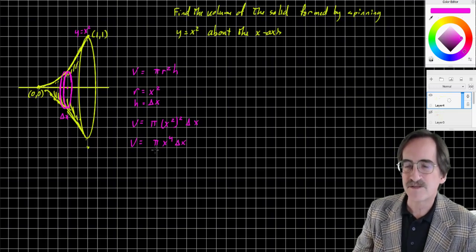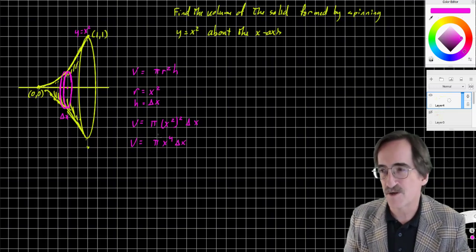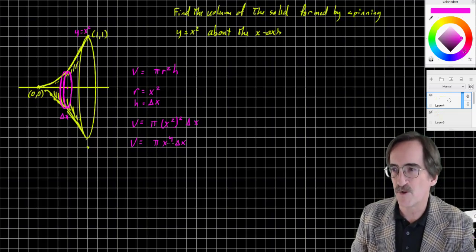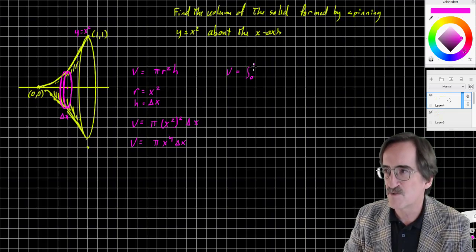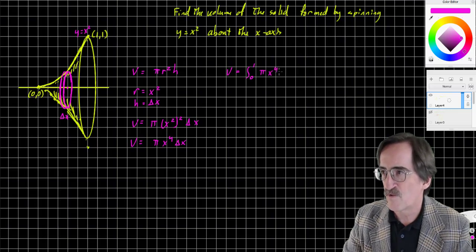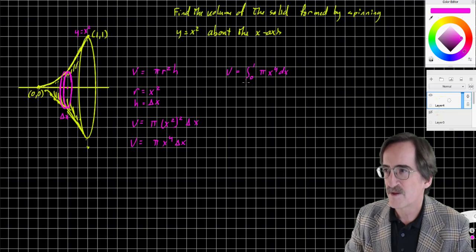Now recognizing that as a sum of slices that are going to get infinitely thin, and we're going to multiply the slices, that is the definition of an integral. So the volume of the total bell shape of rotation is the integral from 0 to 1 of pi x to the fourth dx. Okay, and let's go ahead and finish it.